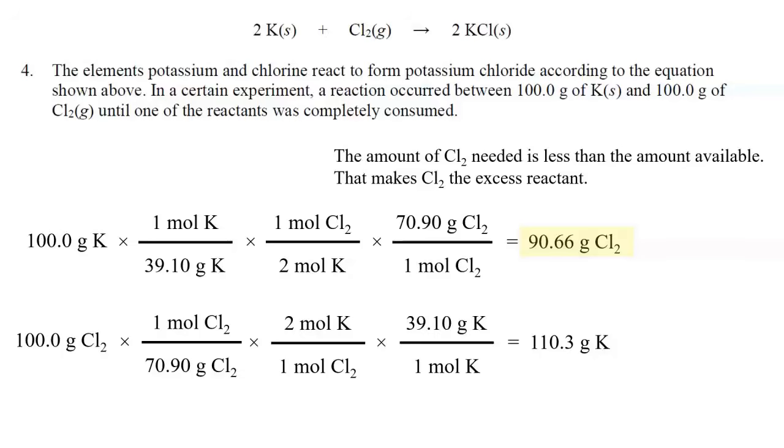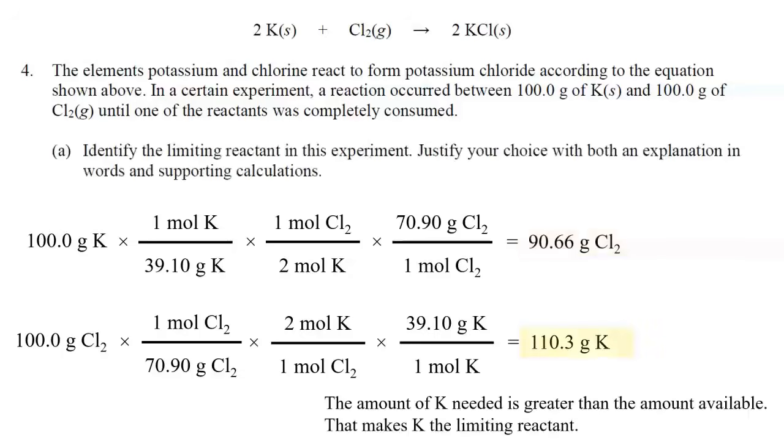So potassium is the limiting reactant, and as you can see, the amount of potassium I need, which is 110.3 grams, is greater than the amount available. I only have 100 grams of potassium, so the amount that I need is greater than what's available. That makes potassium the limiting reactant.